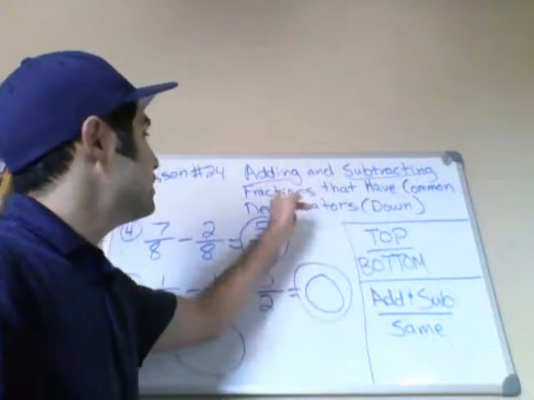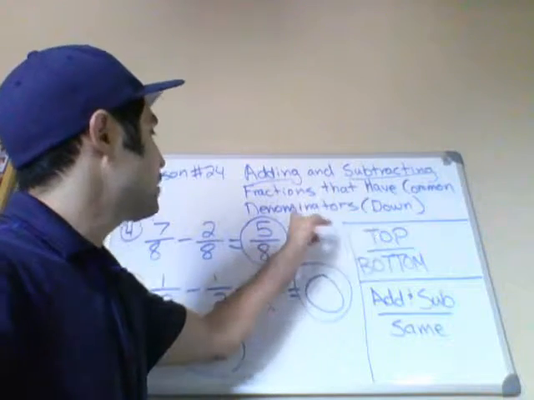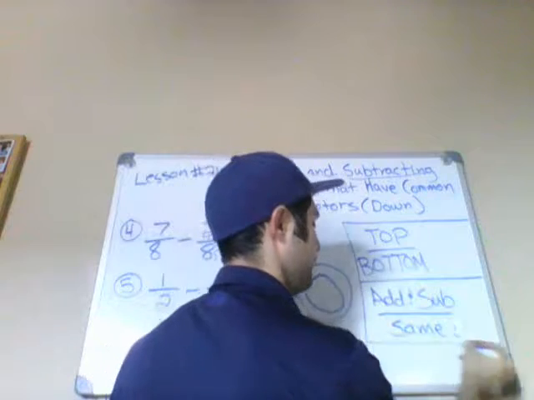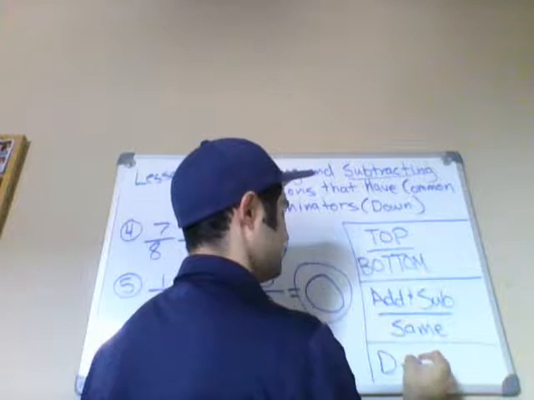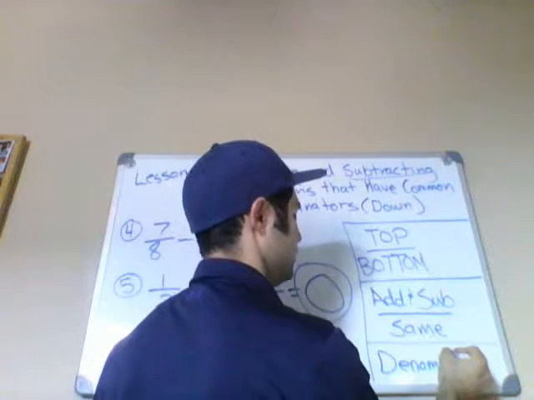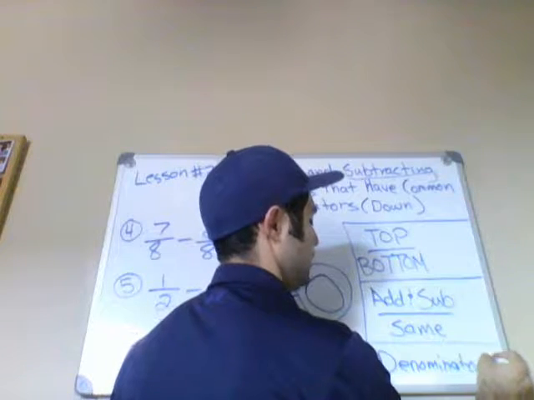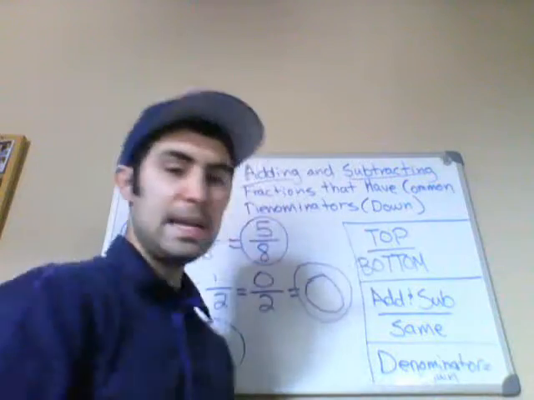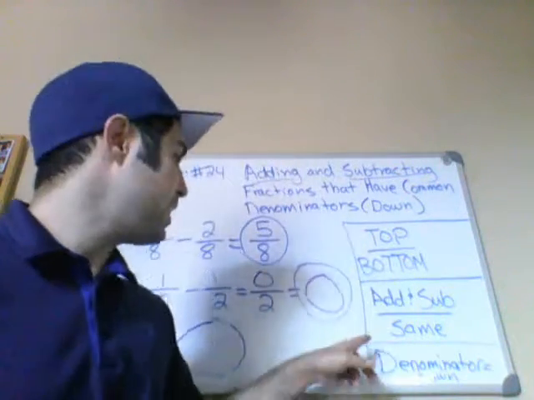Alright, so that's what we learned today. Adding and subtracting fractions that have common denominators. Remember, that's our other rule. The denominator is down. I'm out of room. I need a bigger whiteboard. Alright, so the denominator is down.